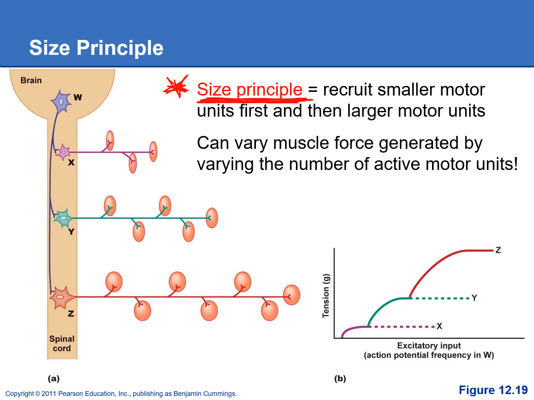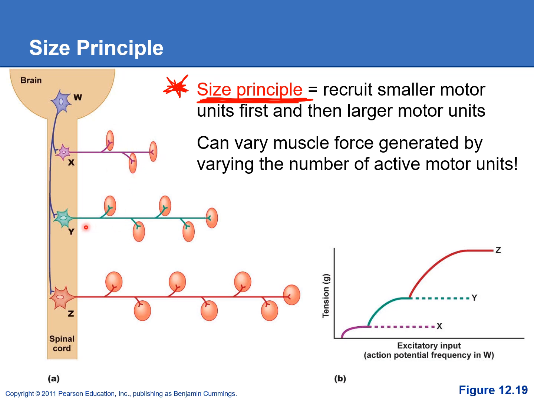So let's take a look at these motor units here. We've got 3 different sizes. We have motor unit X, and this is a small motor unit. We're only innervating 3 muscle fibers, and they're all small diameter. So this motor unit X is not going to generate much force. And then motor unit Y, we're innervating 5 muscle fibers, and they're larger diameter than we see in motor unit X.